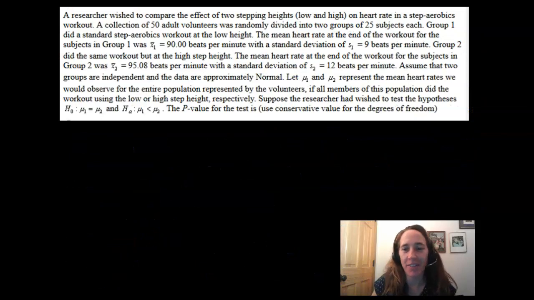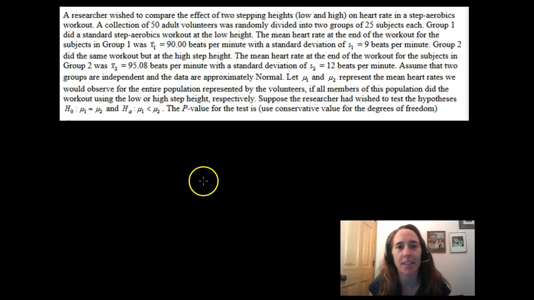All right, so now we have a significance test. A researcher wished to compare the effect of two stepping heights, low and high, on the heart rate in a step aerobics workout. A collection of 50 adult volunteers was randomly divided into two groups, 25 subjects each. Group 1 did a standard step aerobics workout at low height.